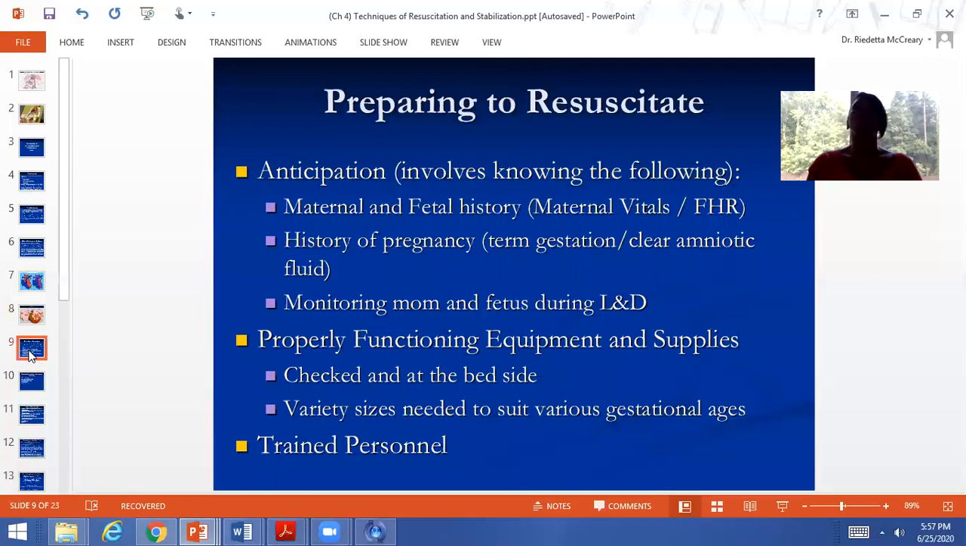All right, so now that you are aware of the issues that should be on your mind, that can occur prior to the baby being delivered, whether it be ventilation issues or circulatory issues. Now you have to prepare to resuscitate. So a lot of that is just the mental part of it. What is it that I could expect? What is it that I may see and may not see? So the anticipation of it.